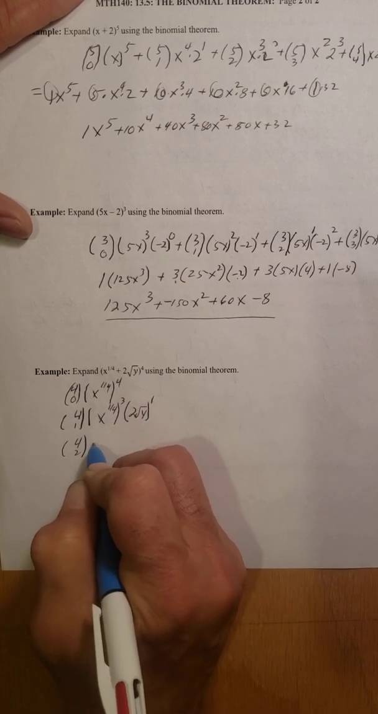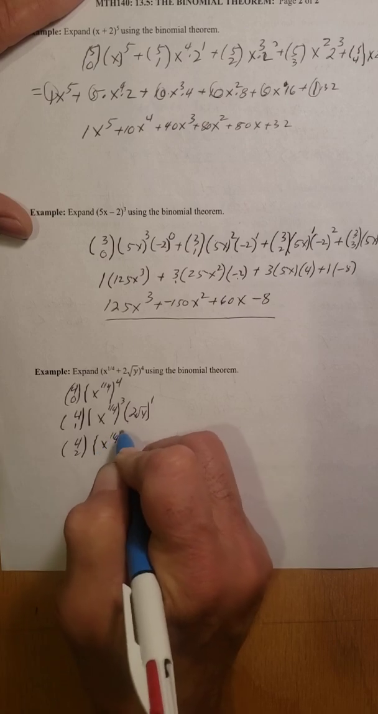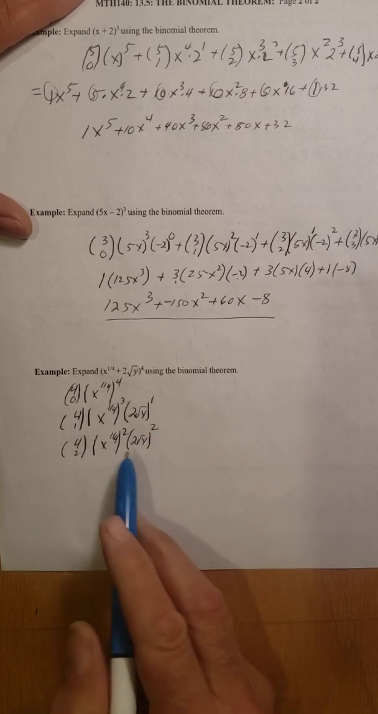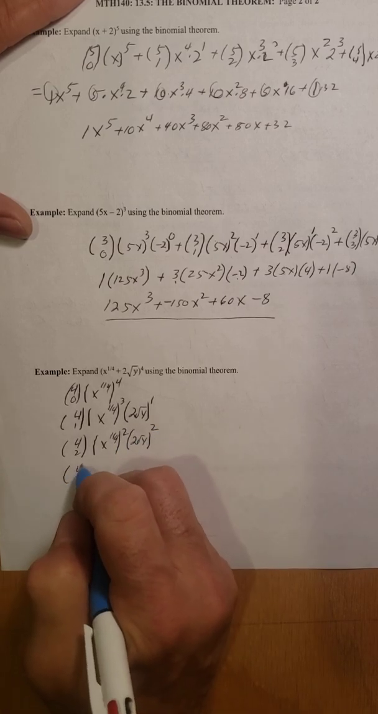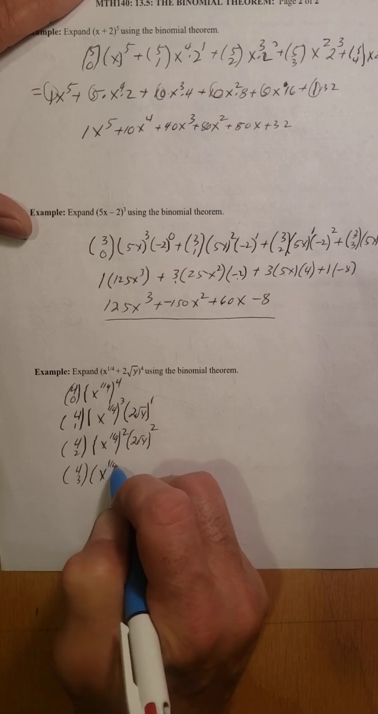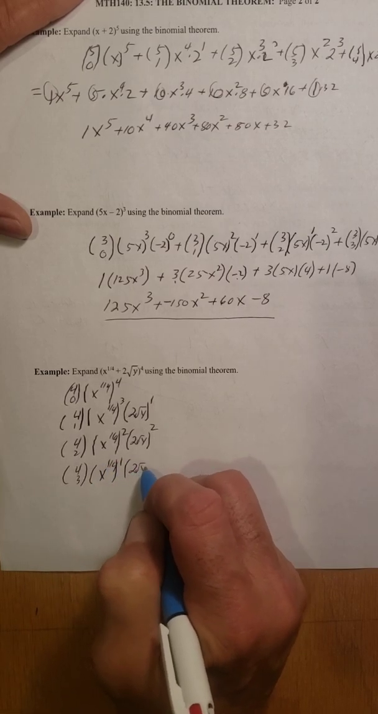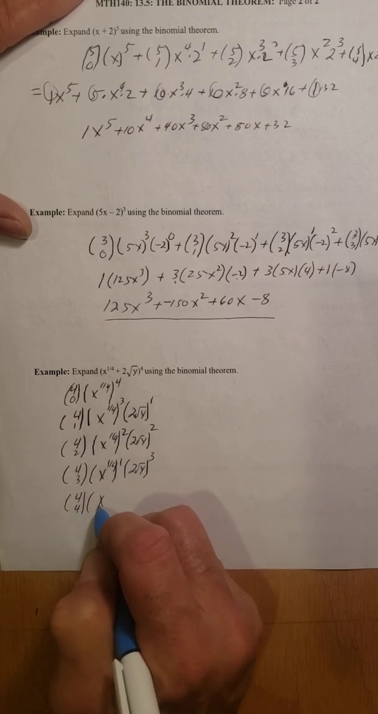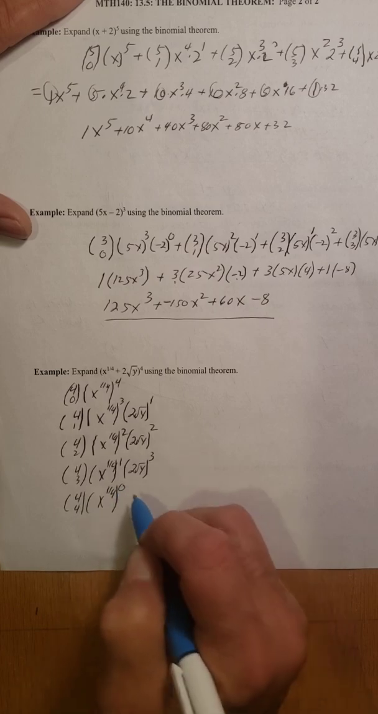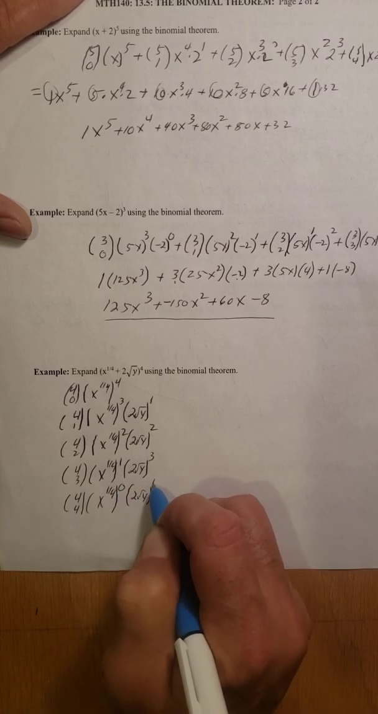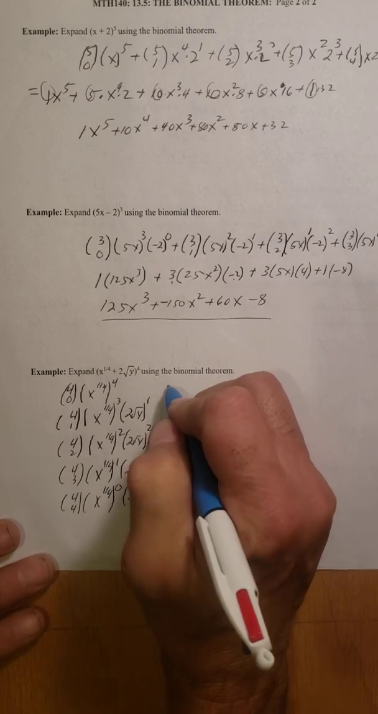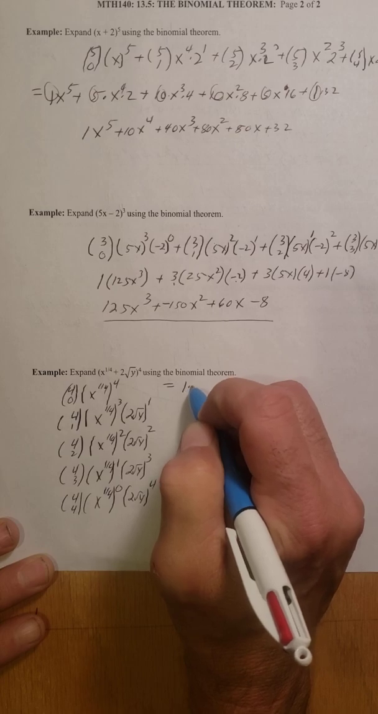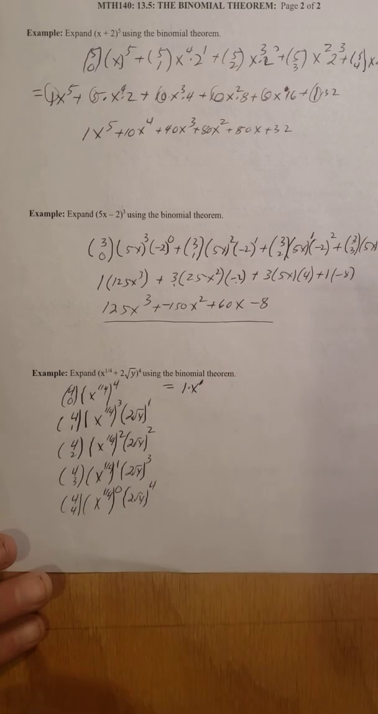Then I get 4 choose 2, x to the 1/4 squared times 2 square roots of y squared. Remember, they have to add up to 4. 4 choose 3, I get x to the 1/4 to the 1st, 2 square roots of y cubed. 4 choose 4, x to the 1/4 to the 0, 2 square roots of y to the 4th. Okay, so let's see. 4 choose 0 is 1. x to the 1/4 raised to the 4th is just x to the first power.